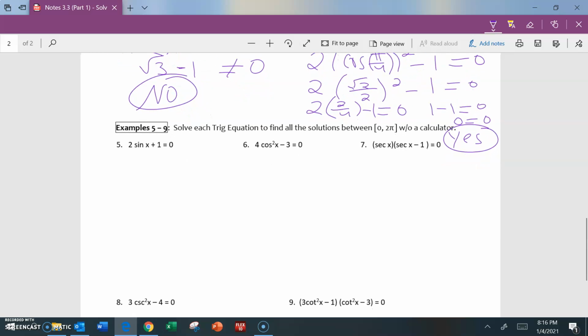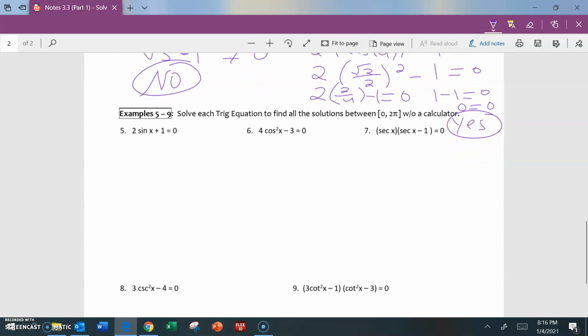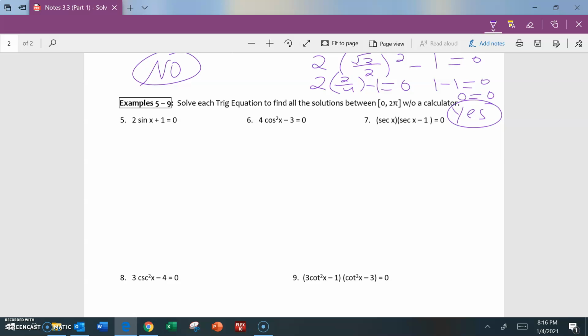So I'm going to do these first three with you, without maybe pausing, because it is brand new. But you'll be surprised how similar this is to just solving basic equations for x. Okay? So in number 5, if that sine of x was not there and it just said x, I think our first goal would be to subtract 1 from both sides. So we would have 2 times the sine of x equals -1. And then we would divide both sides by 2.